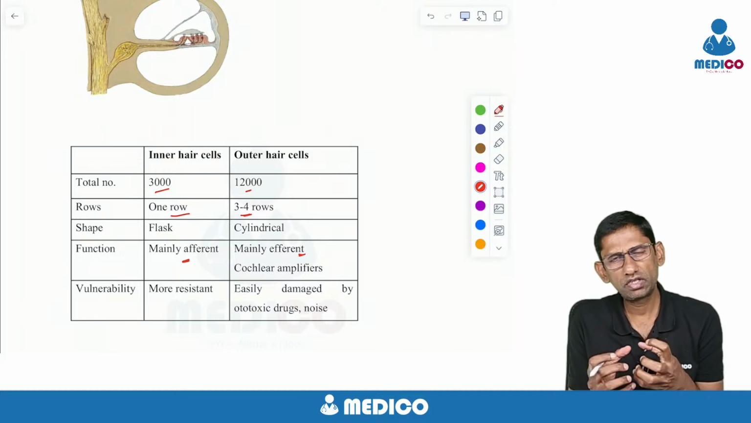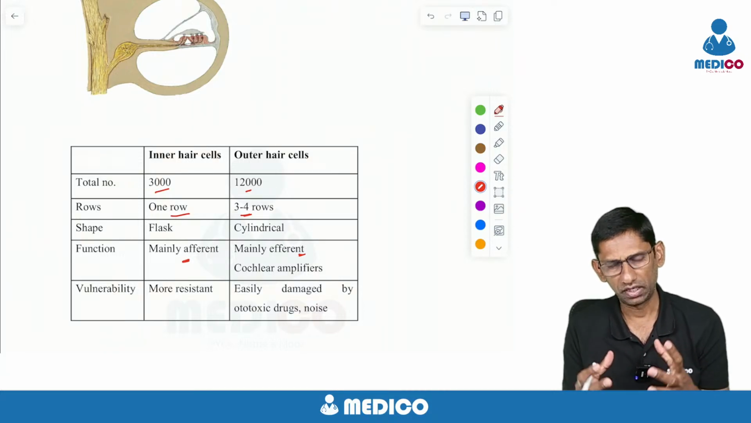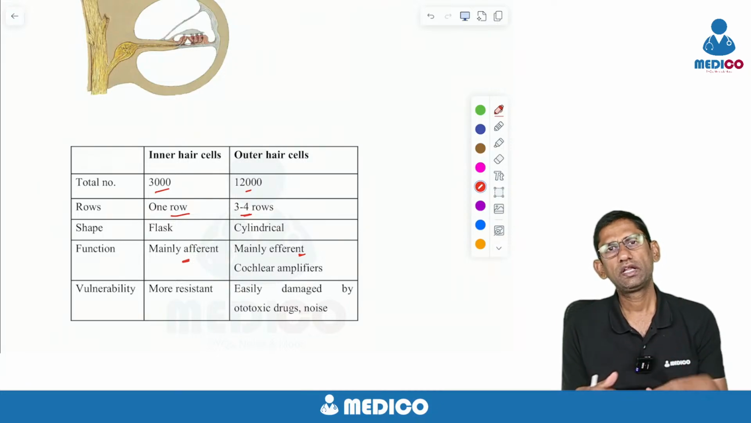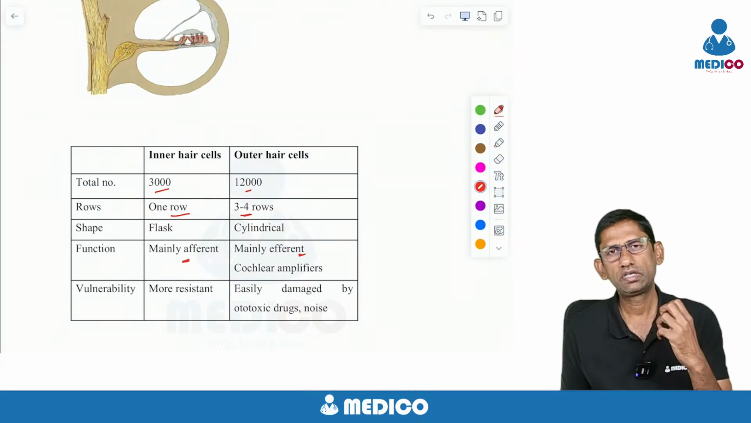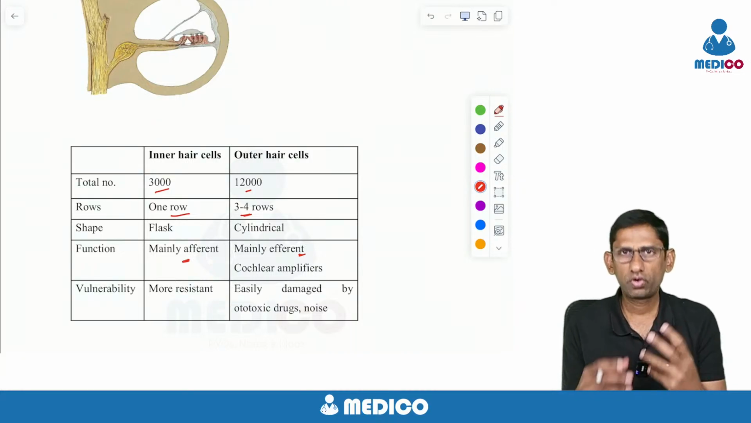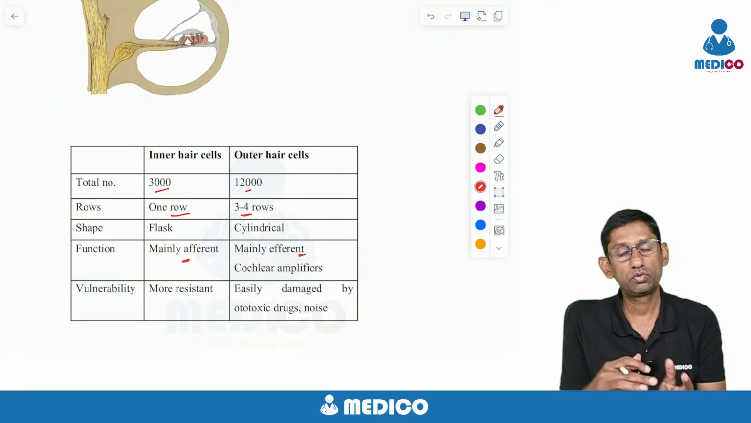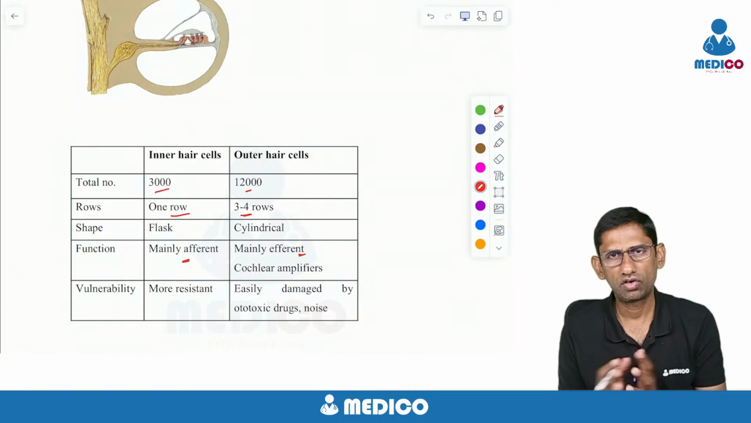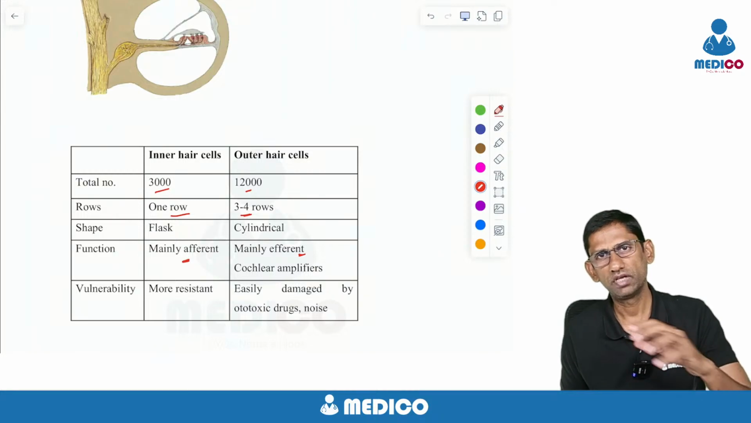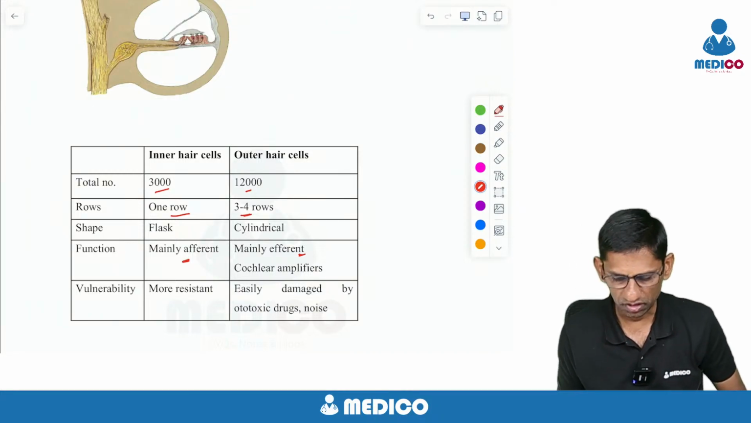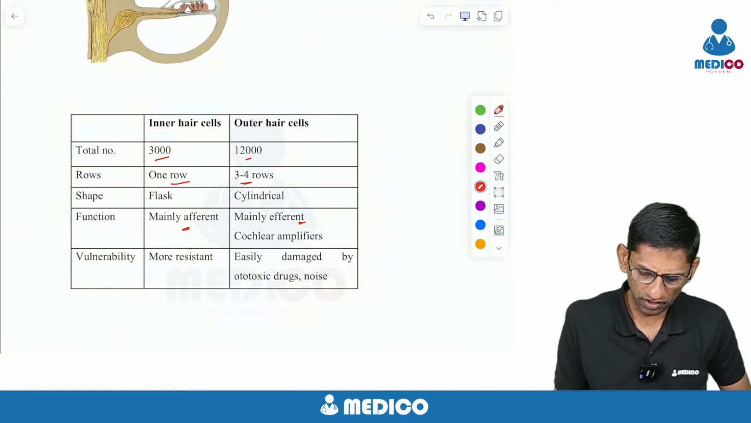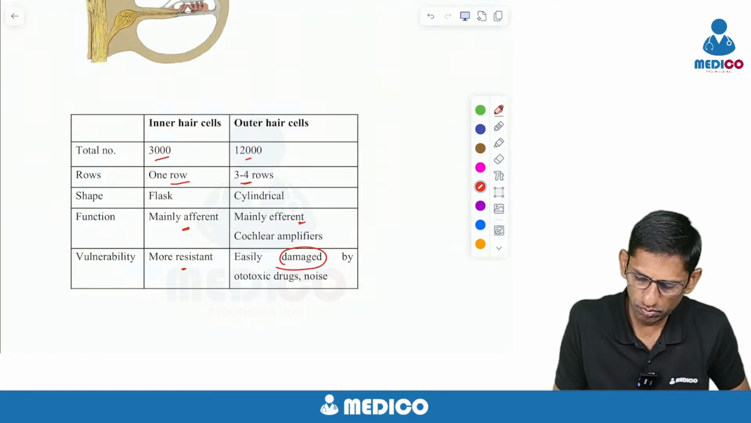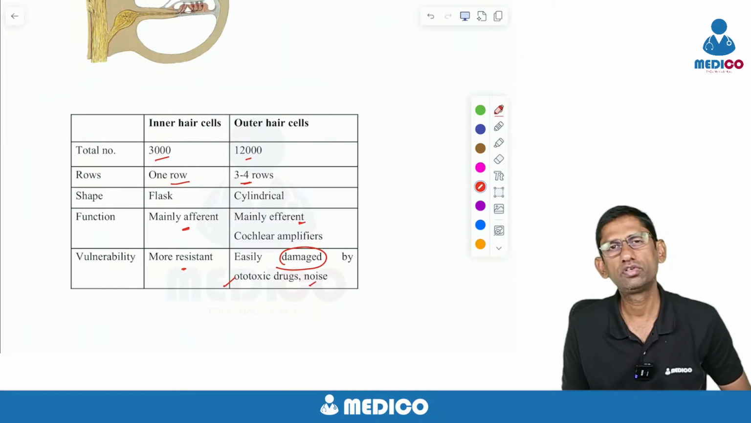It can stiffen the membrane and can loosen the membrane. So based on the stiffening of the basilar membrane, the vibration modifies. So it can make the cochlea respond to certain sounds and not respond to certain sounds. So it is efferent to the cochlea, the cochlear amplifier mechanism, the efferent pathway to the cochlea. And inner hair cells are very resistant to any damage. The outer hair cells are easily damaged by ototoxicity and noise-induced hearing loss.